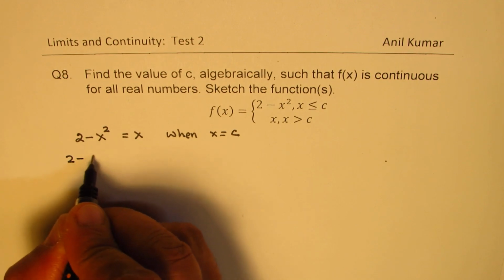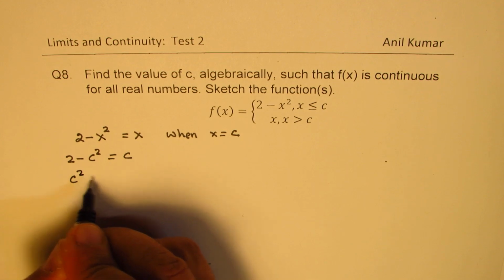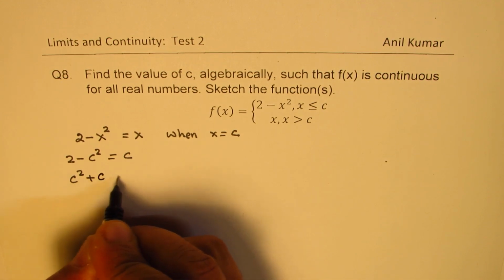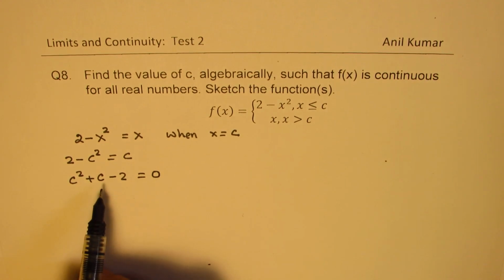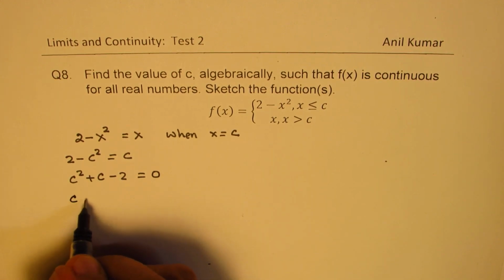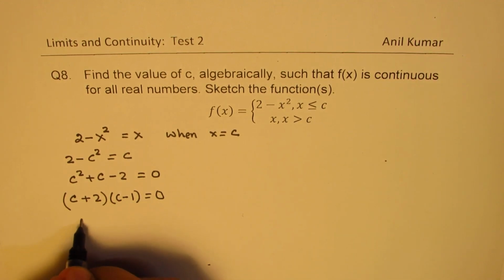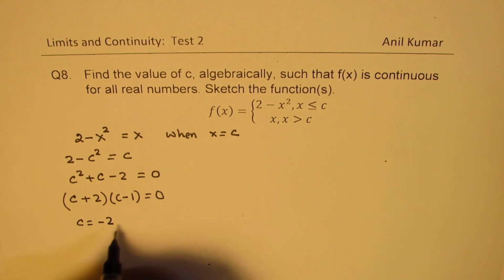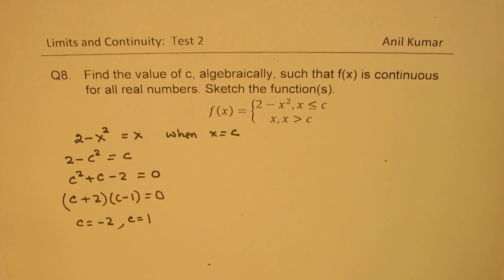So we get 2 minus c squared equals c. Bringing them together, we get c squared plus c minus 2 equals 0. Now, minus 2 and sum, we get 2 times 2 and minus 1, right? So we can get this as c plus 2 times c minus 1 equals 0. That means c is equal to minus 2 or c is equal to 1. So there are two values of c.